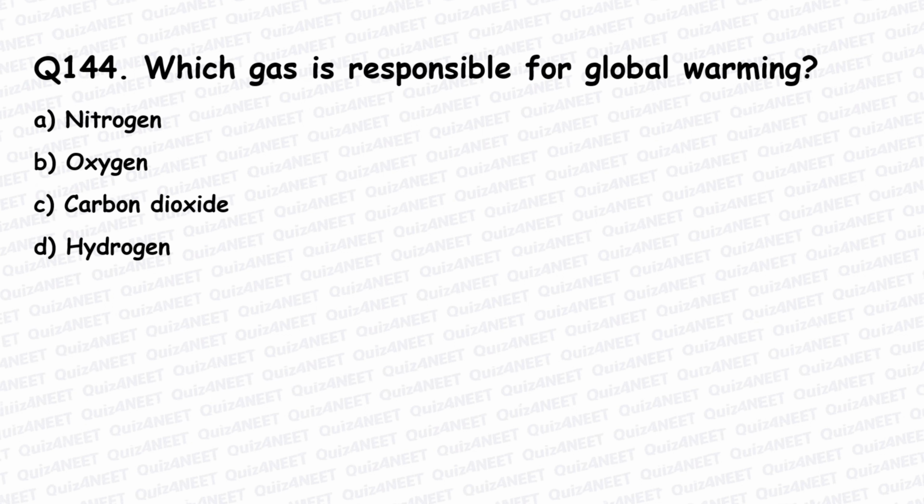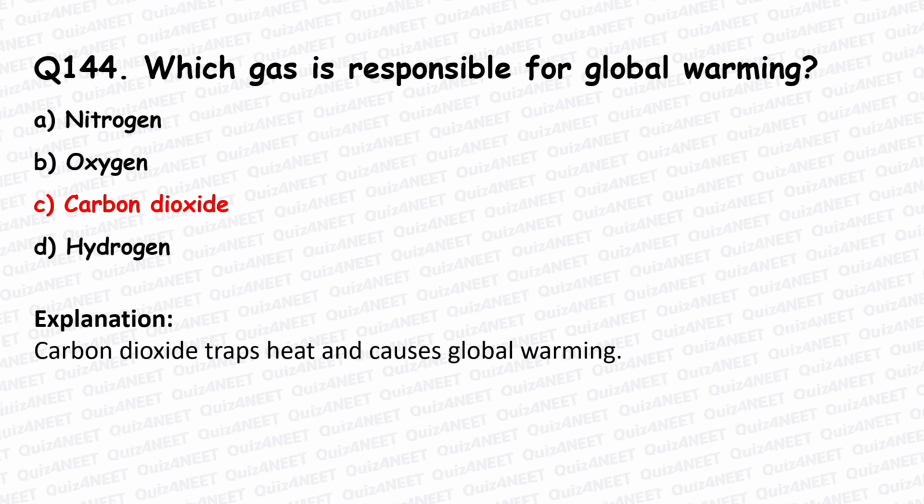Q144. Which gas is responsible for global warming? A. Nitrogen, B. Oxygen, C. Carbon dioxide, D. Hydrogen. Answer C. Carbon dioxide. Carbon dioxide traps heat and causes global warming.